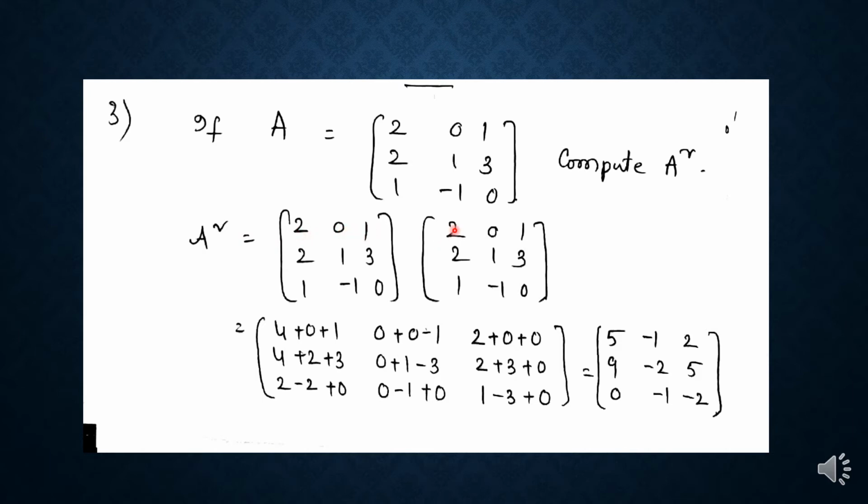first row into first column, that is the first element in the first row. First row into second column, corresponding elements are multiplied and all these products are added, that is the second element. First row into third column, that gives the third element in the first row.